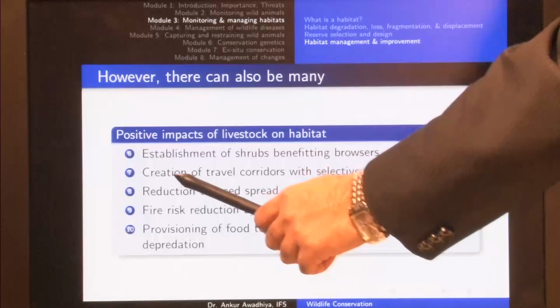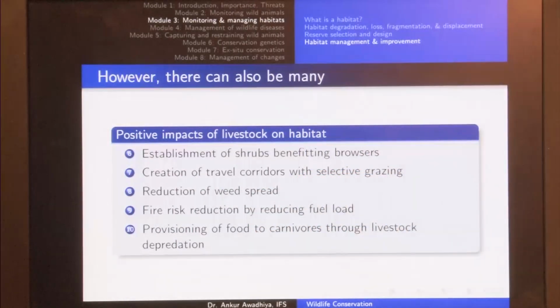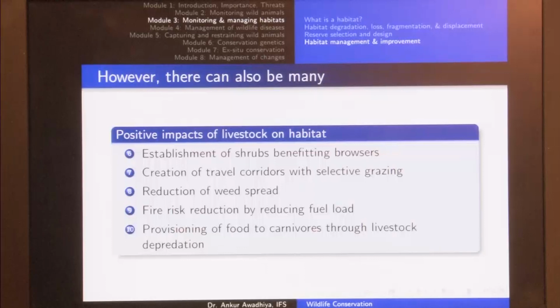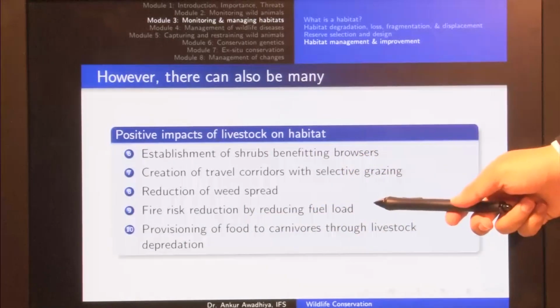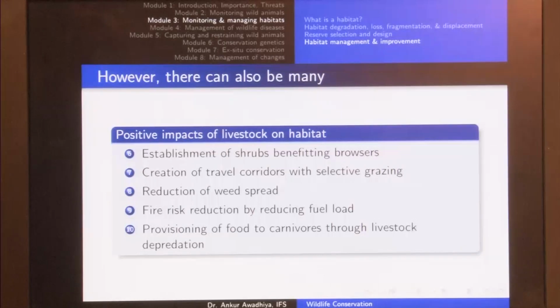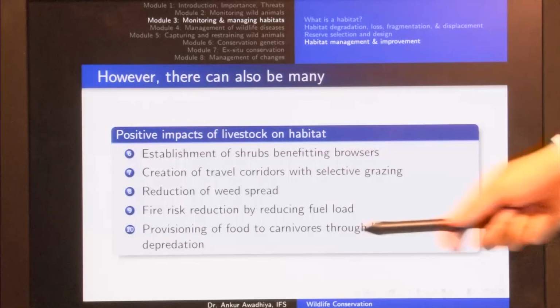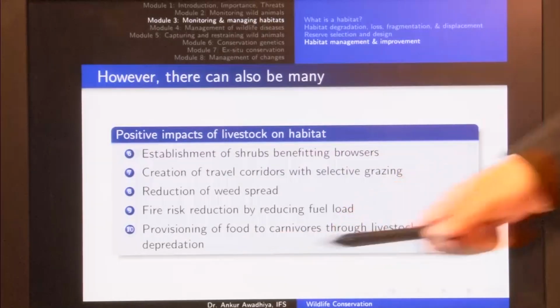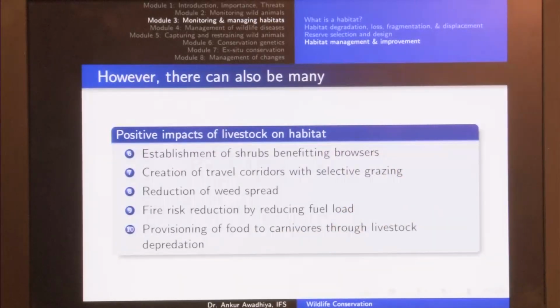Then it can also lead to creation of travel corridors with selective grazing. So essentially, as in the case of patchy grazing, we could create corridors that can be used by animals for their movement. It could also lead to reduction of weed spread if we are making our herdsmen remove these weeds as well. Then fire risk reduction by the reduction of fuel load. So when you are removing grasses from a certain area, the amount of dry grasses in the dry season would also be less, which would reduce the risk of fires in those areas. And also provisioning of food to carnivores through livestock depredation, only when there is no retaliatory killing involved.